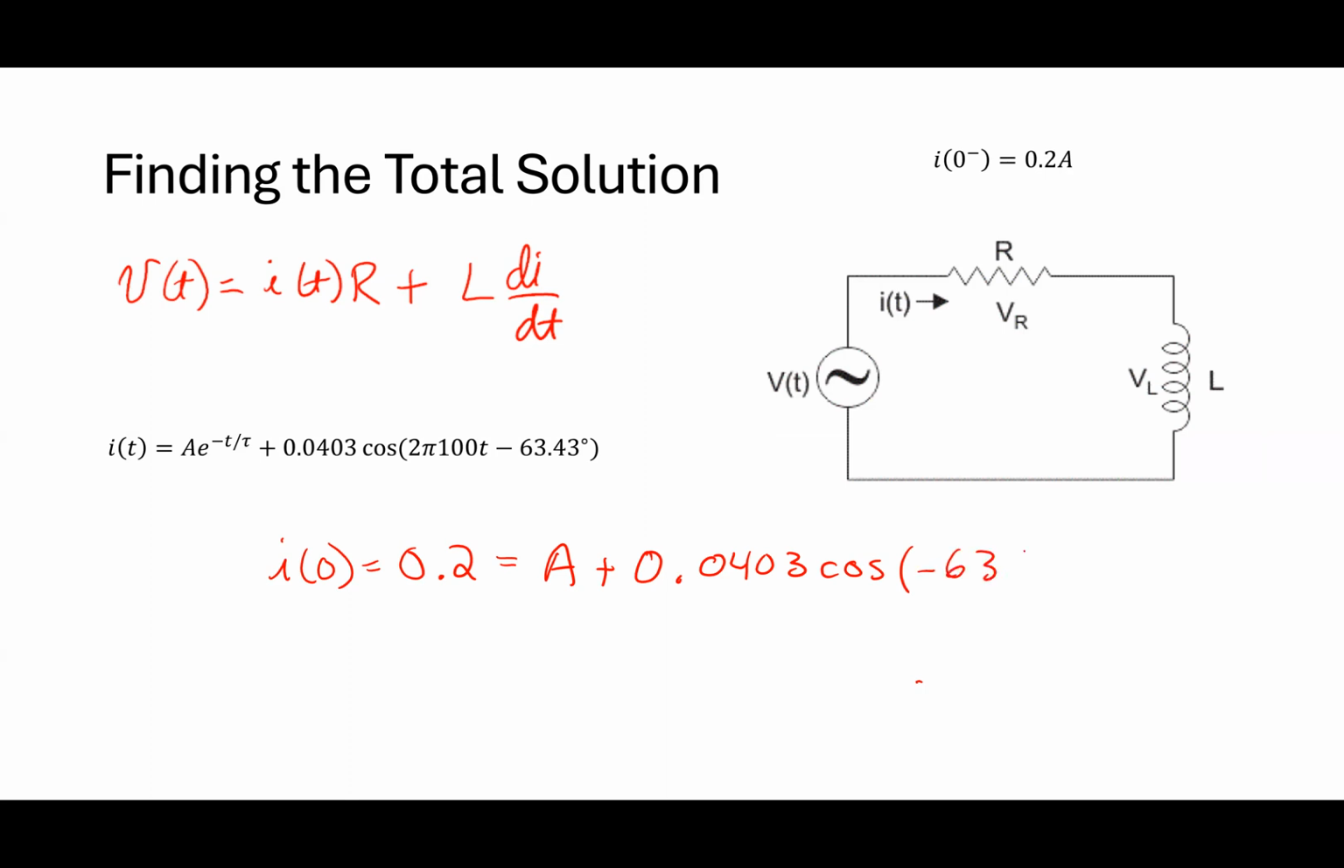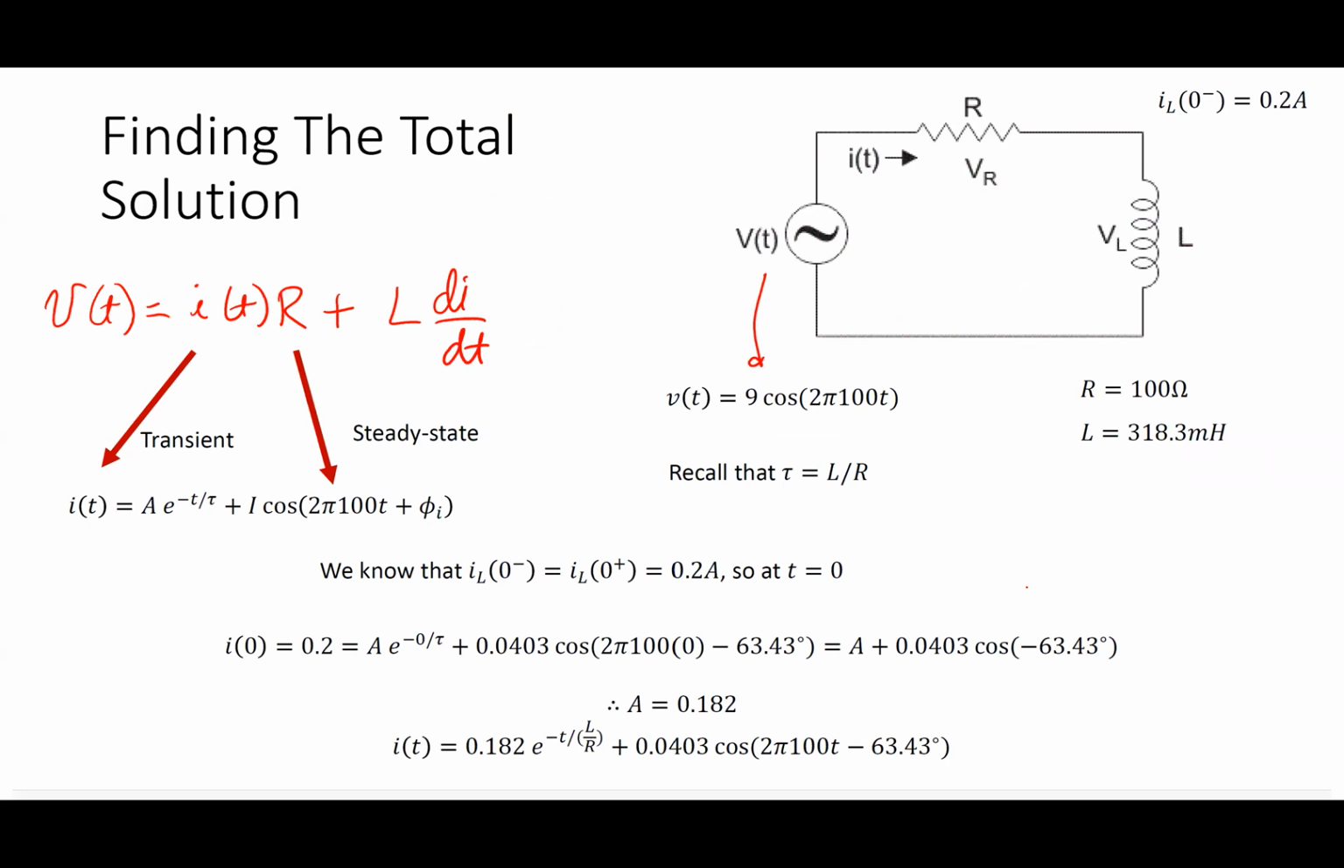Minus 63.43 degrees. Okay. So I get that whole business, and then I solve for whatever A is, which I didn't feel like doing. If I go through it, it becomes 0.182. All right. So if everything goes right, if I actually looked at this on the oscilloscope, what should it look like? Well, it should decay downward. At T equal to 0, what should the current be equal to? Should be equal to 0.2, right?